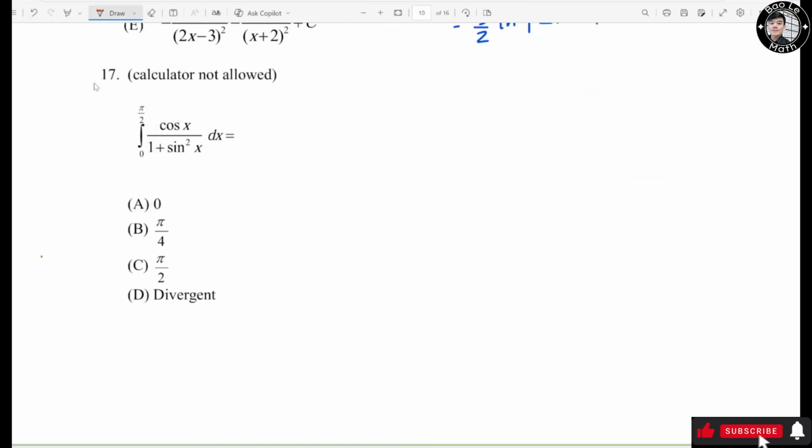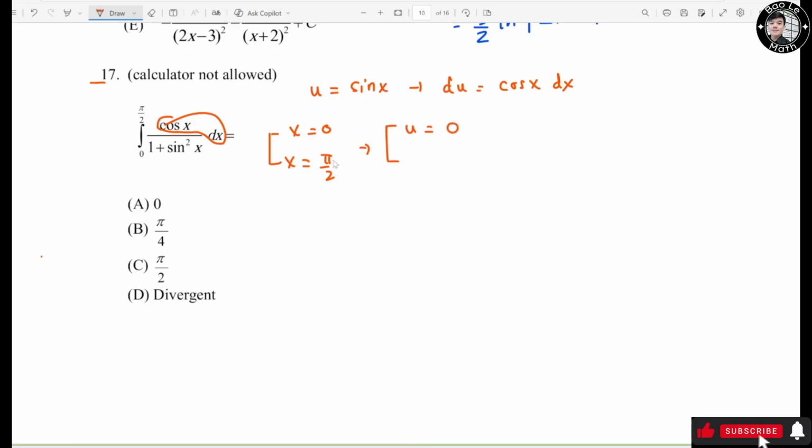Now let's move on to question 17. We need to use u-substitution. So we let u equals sine s, du equals cosine s ds, right? Look at the top right here, right? Now we need to change the upper bound and lower bound, right? So s equals 0, s equals pi over 2. Then u equals sine of 0 equals 0, sine of pi over 2 equals 1.